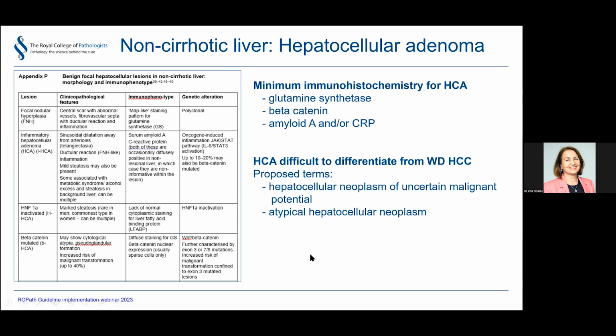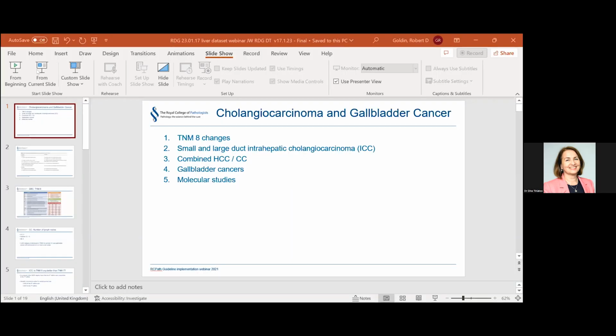The minimum immunohistochemistry that the dataset discusses is the presence of glutamine synthetase that we may have in the lab, beta-catenin and serum amyloid A or CRP. And there may be cases indeed where it is difficult to differentiate hepatocellular adenoma from well-differentiated hepatocellular carcinoma. And in these cases, we may use terms like hepatocellular neoplasm of uncertain malignant potential or atypical hepatocellular neoplasm. But we are going to discuss further with your questions, and thank you very much for your attention till now. And Rob can continue with the biliary tract related tumors.